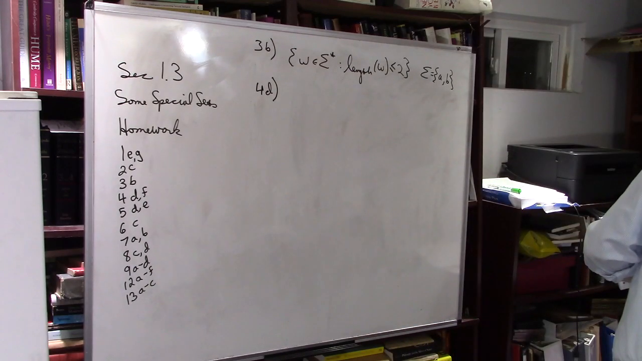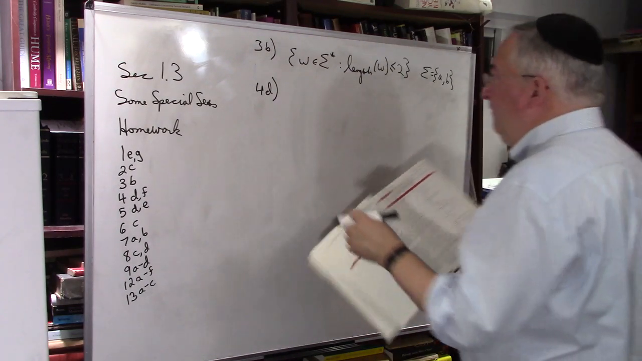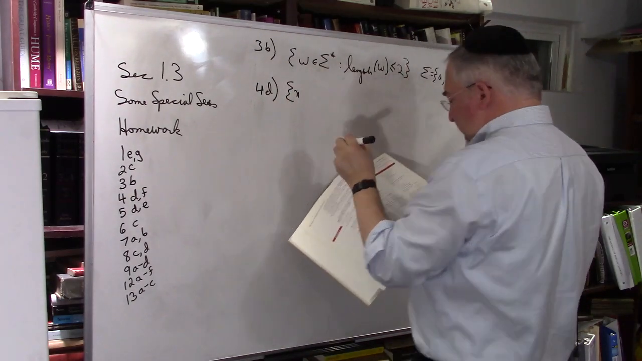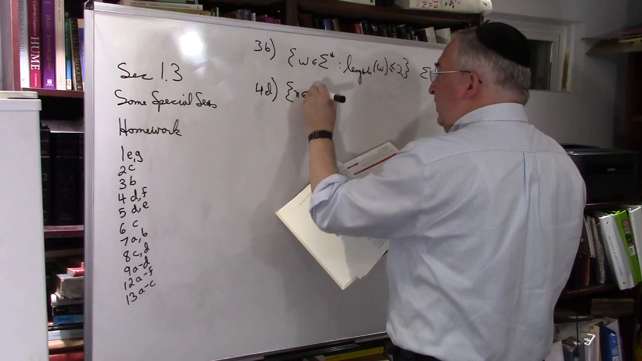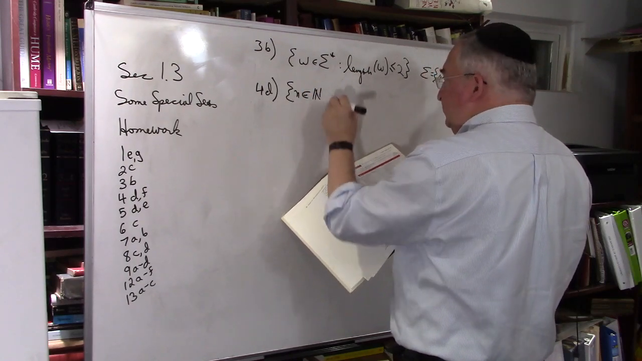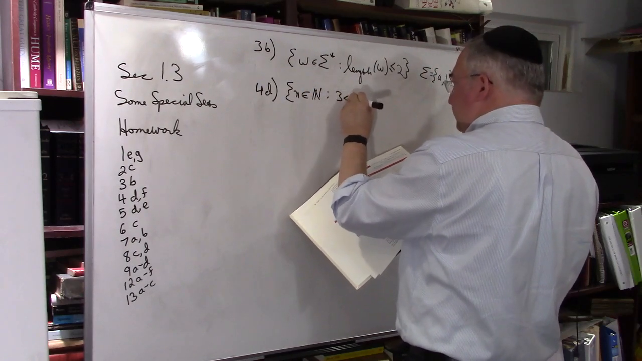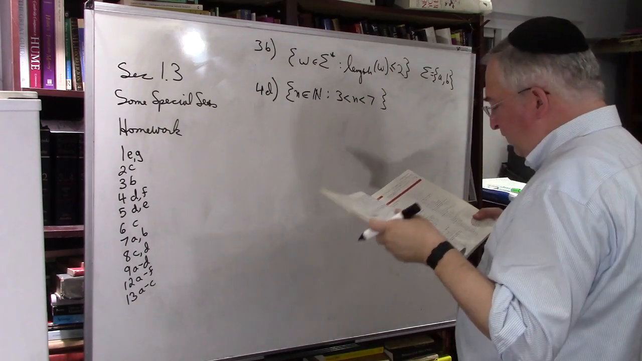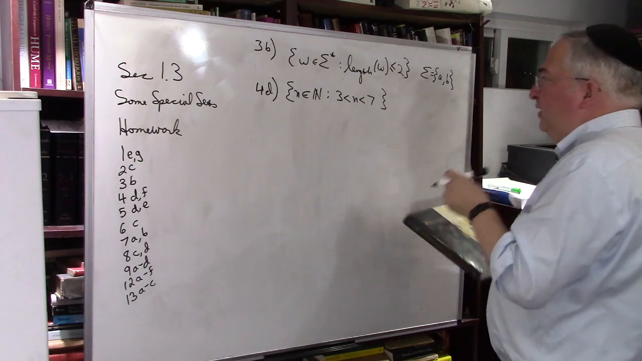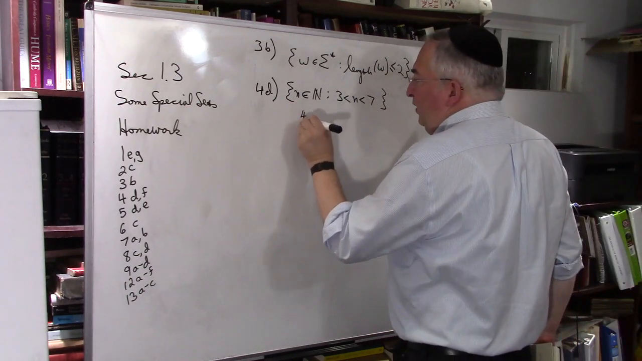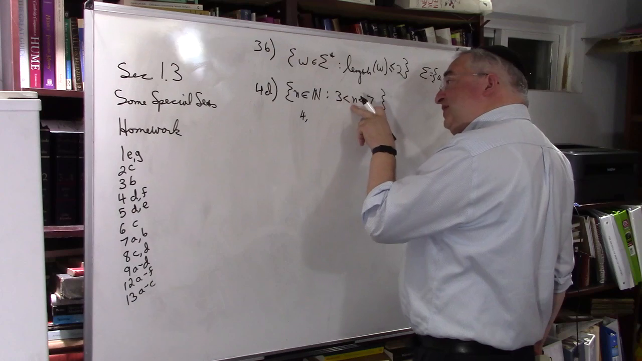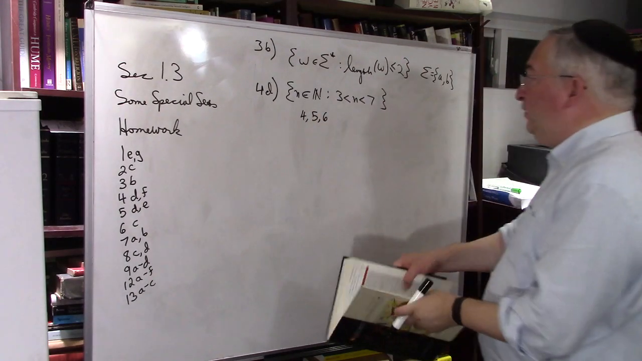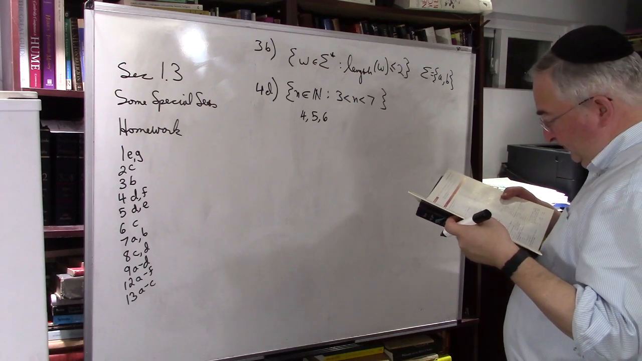So we want n, a member of N, such that 3 is less than n, which is less than 7. So determine the elements. 3 is less than 4, which is less than 7. 5, 6. So these are the only elements that are in this set.